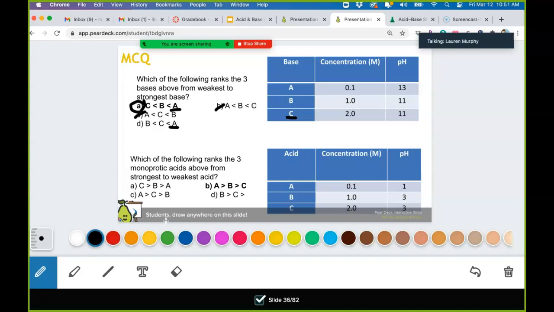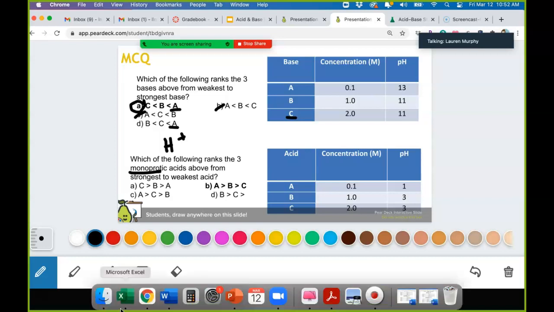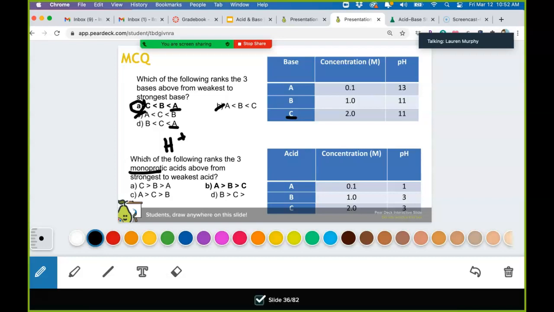Okay. So the next one asks for ranks three monoprotic acids. Let's talk about what the word monoprotic means. Remember, protic or proton is being referred to as the hydrogen ion in here. Proton, protic. Monoprotic means the acid just has one hydrogen ion. So like HNO3, HCl, HBr, HClO4, just one H. So it wouldn't be something like H2SO4. That's called a diprotic. Or like H3PO4 is called a triprotic. We're talking about just an acid with one hydrogen ion coming off.